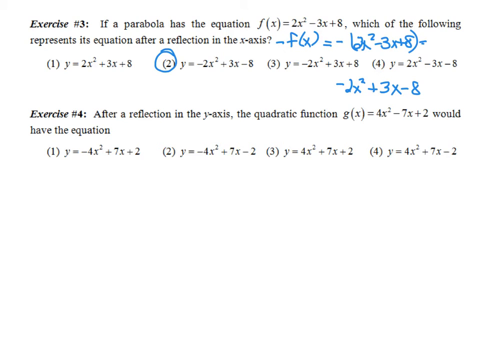And again, I could graph the original one on my graphing calculator, graph my choice on the graphing calculator, and see if it looks like a reflection over the x-axis.